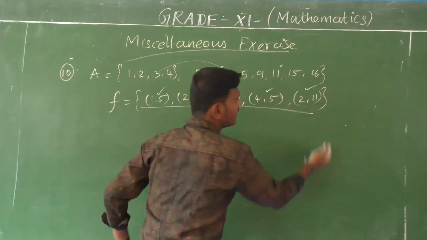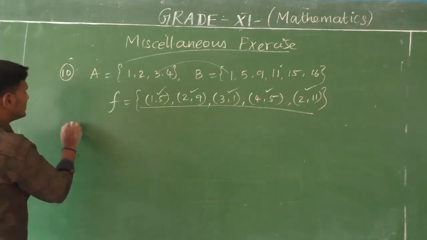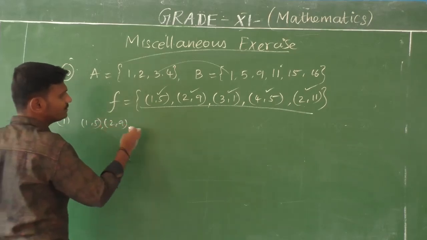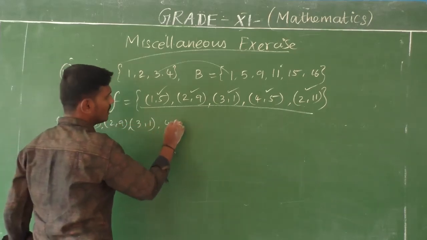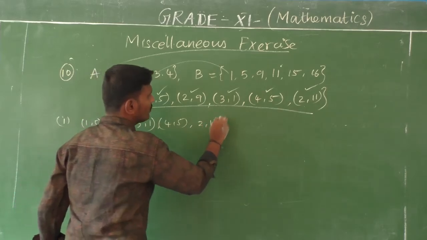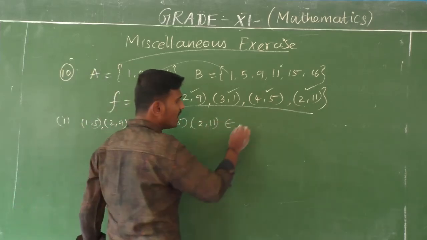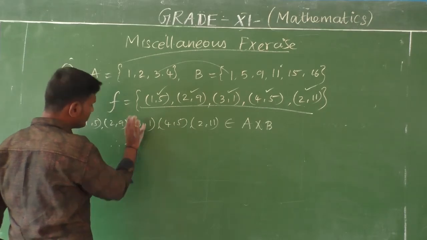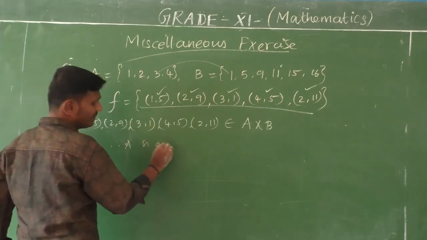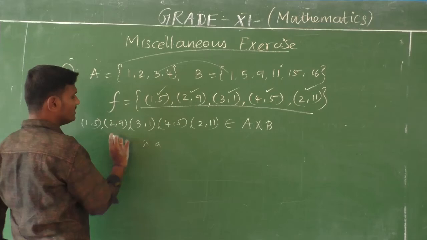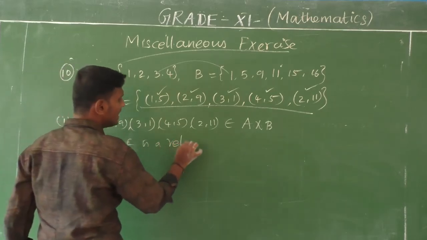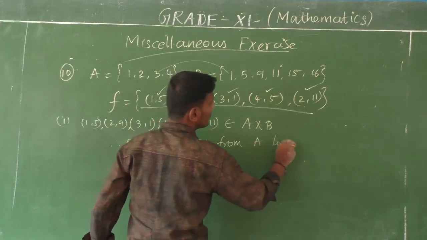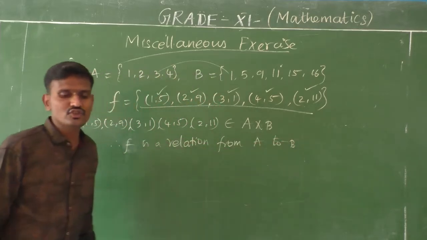So all the ordered pairs are: 1, 5; 2, 9; 3, 1; 4, 5; 2, 11. All the ordered pairs belong to A cross B. F is a relation from A to B. Yes, student.